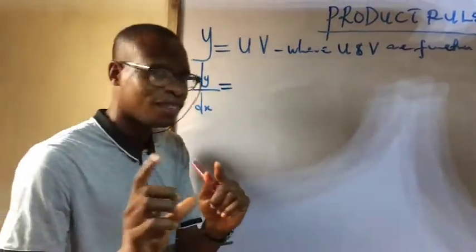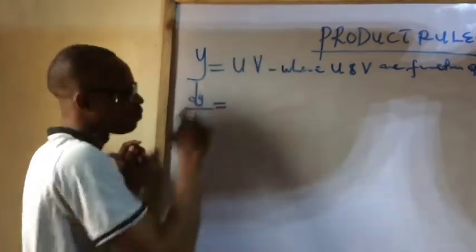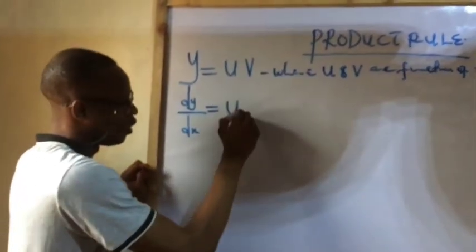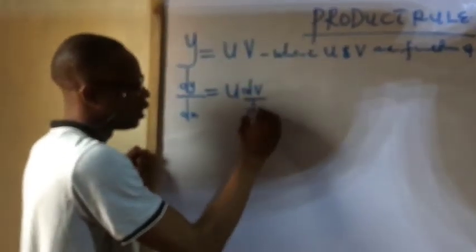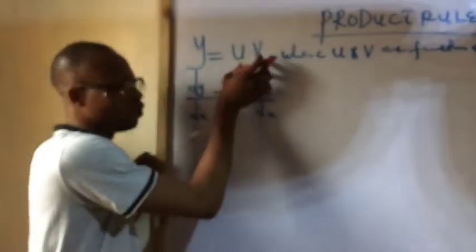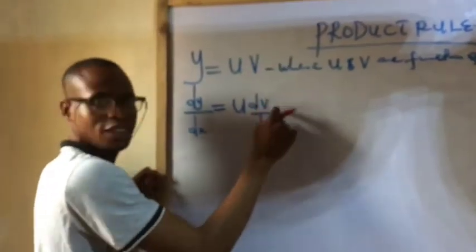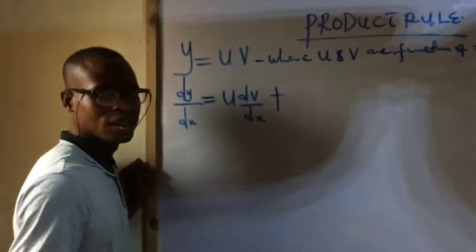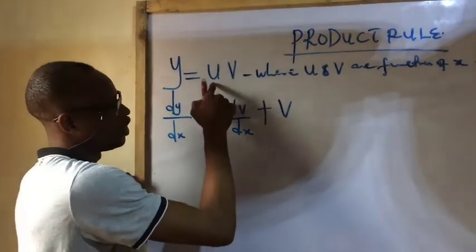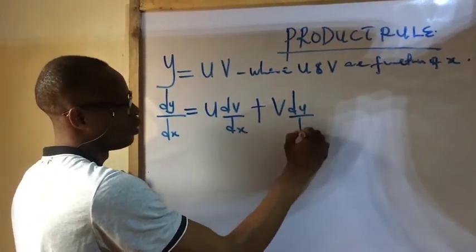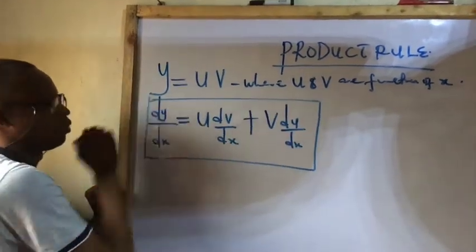Now, listen. This is how we get that. You keep u, then you differentiate v with respect to x, because they are functions of x. You keep u, you differentiate v, that's dv/dx, plus, we keep v, then we differentiate u, du/dx. So this is the formula for the product rule.